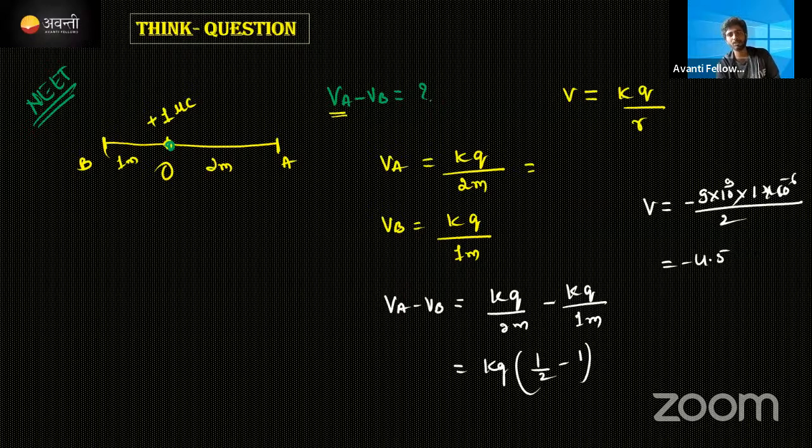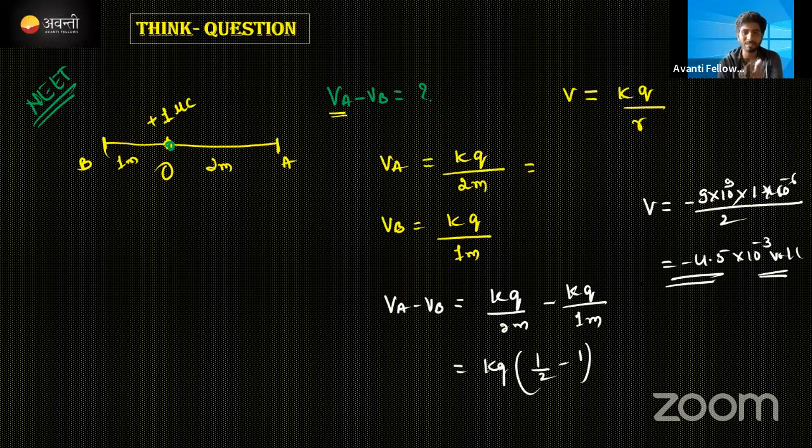4.5 into 10 to the power of minus 6 plus 9 minus 3. This is the potential in volts. Clear, right? The potential difference comes to be minus 4.5 into 10 to the power of minus 3 volt. But in the NEET the question was not this easy.